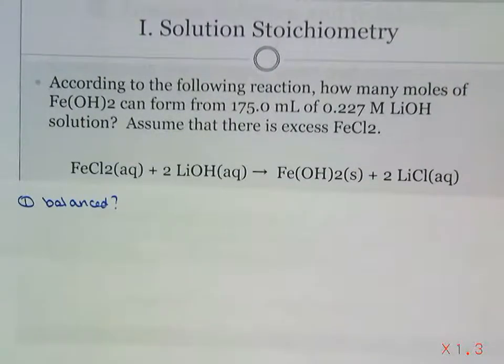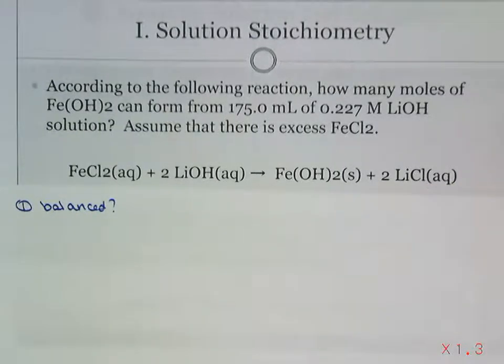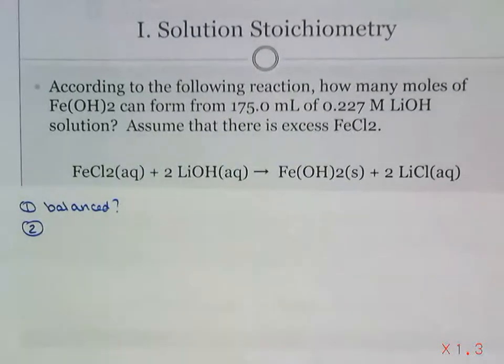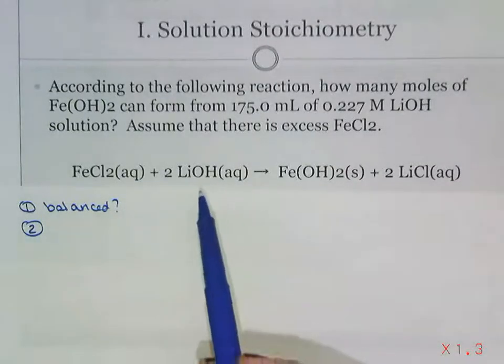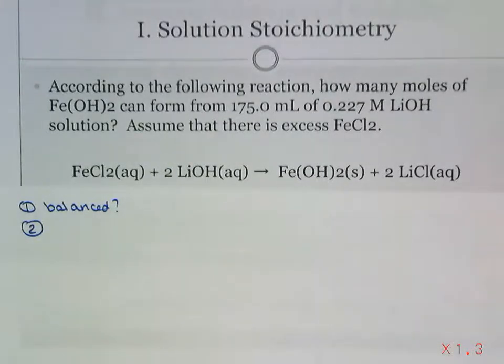All right. First, is it balanced? Yes? No? Yes. Okay, good. So what is the first step that we need to do to be able to use the ratio? If I put in 2 lithium hydroxides, I get out 1 mole of the iron hydroxide. I need to be in moles of lithium hydroxide. So how do I find moles of lithium hydroxide?